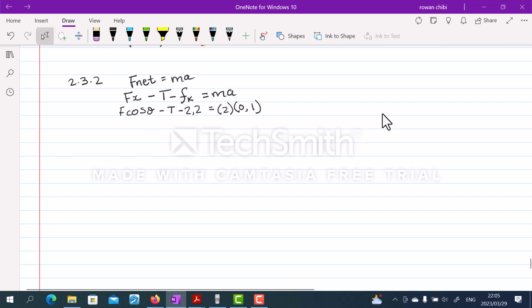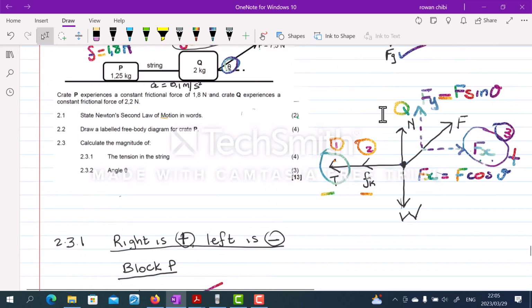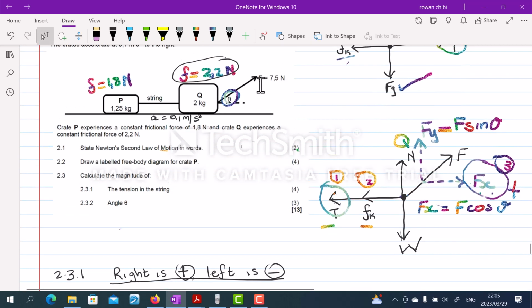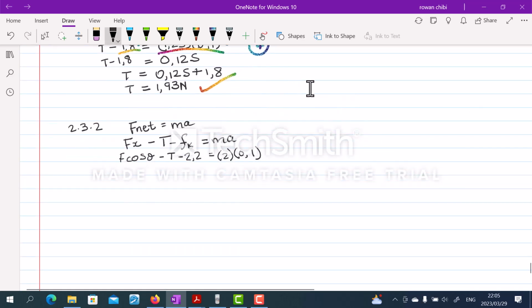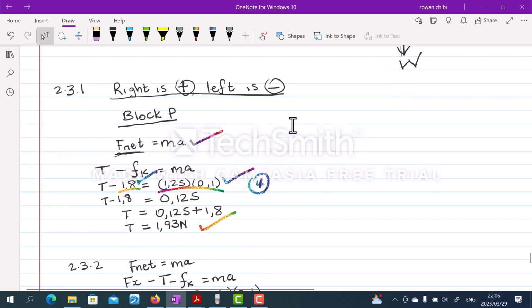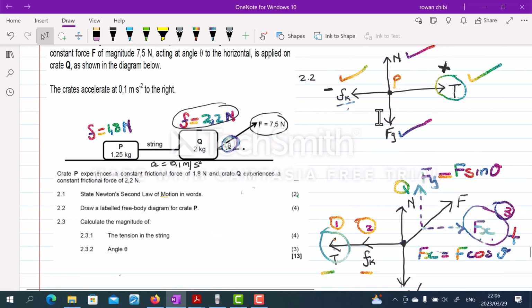So let's substitute for this force here. They said the force is 7.5. So I'm going to substitute for the force here: 7.5 cos of theta minus the tension. Remember, the tension is from question 2.3.1, which was 1.93, and we said that this tension is exactly the same magnitude as the tension of P.